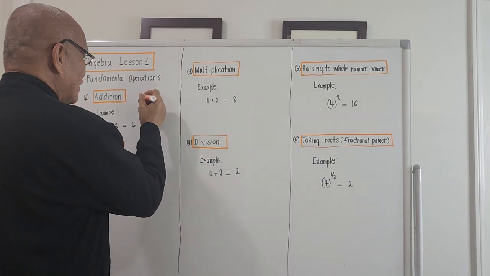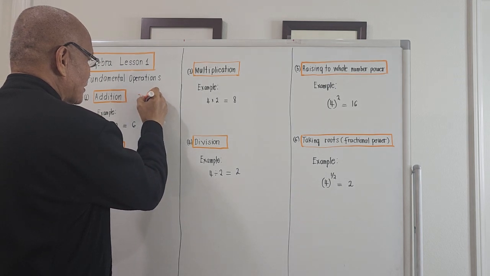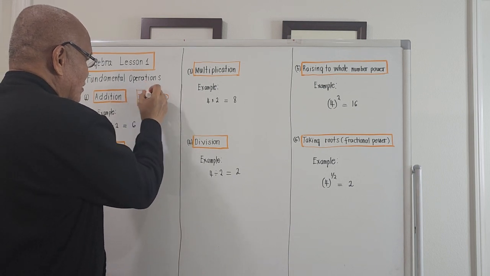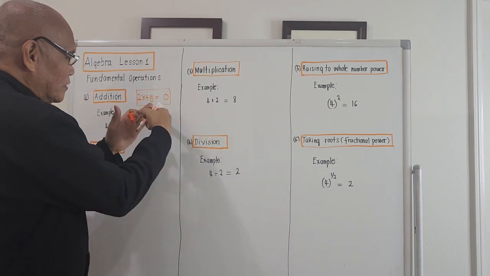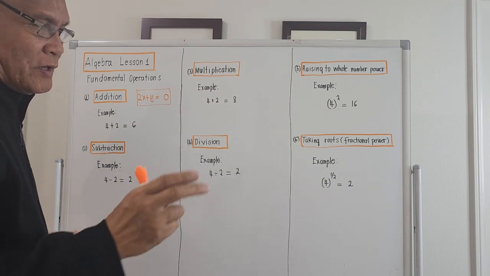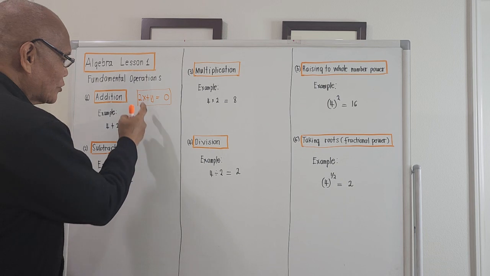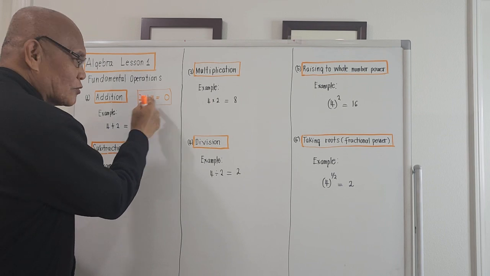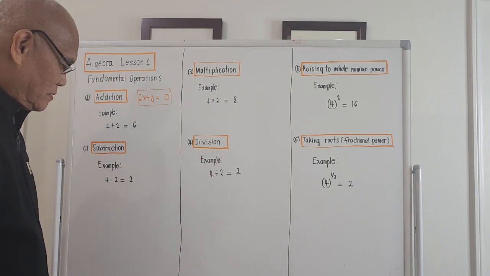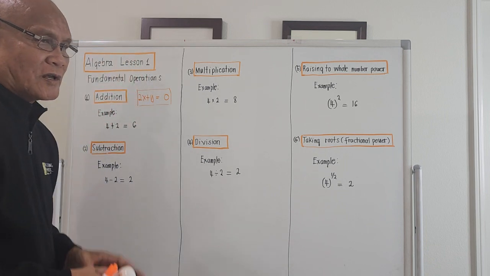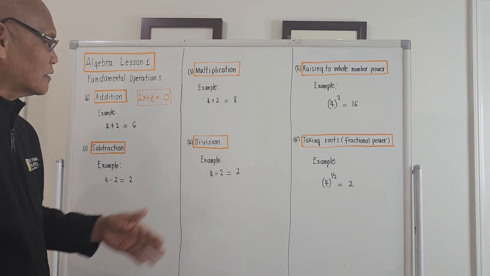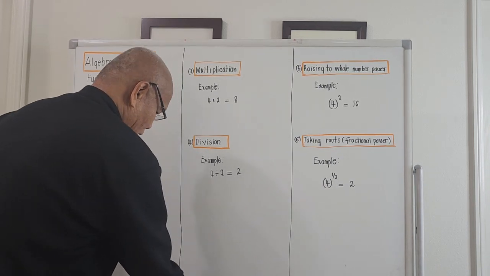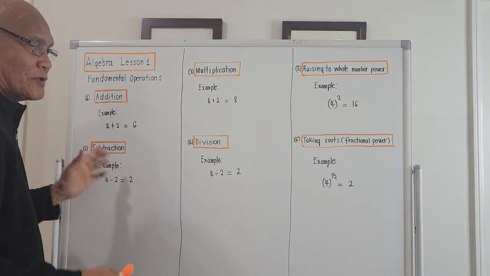Supposing I will give you an example, 2x plus y equals 0, something like that. That's where we got the definition of algebra. It is the branch of mathematics that uses letters that represent numbers and equations or formulas. That's algebra. It uses letters X and Y or A, B, C, something like that. Let's proceed with the fundamental operations.